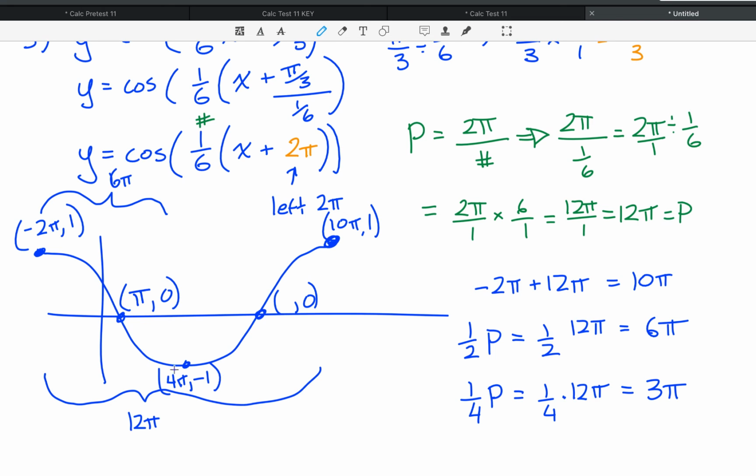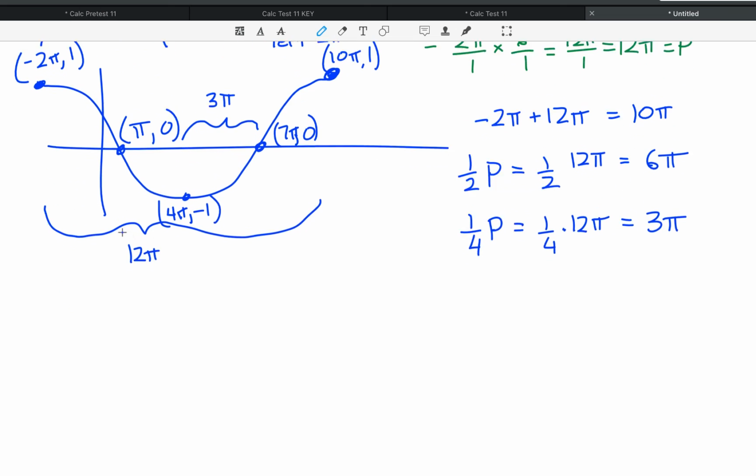And then I add another 3 pi to get another quarter of the period. Remember, that quarter of the period is 3 pi. So if I add 3 pi to 4 pi, I get 7 pi. And now I have all 5 of the x and y coordinates on this graph. Whoo, nice.